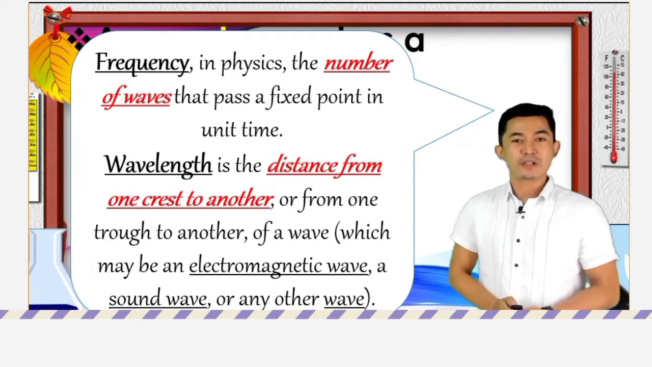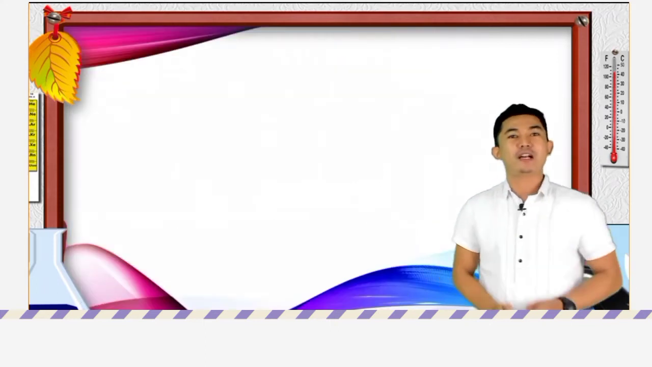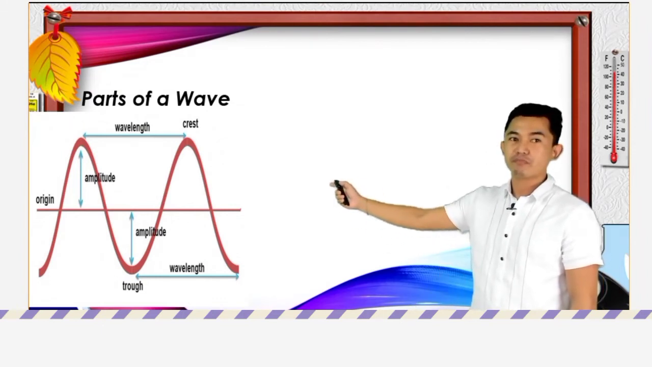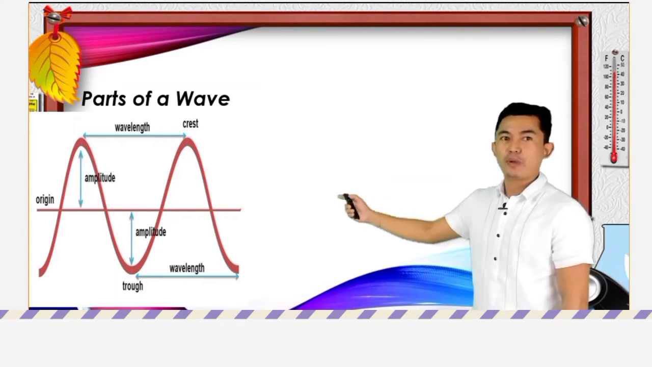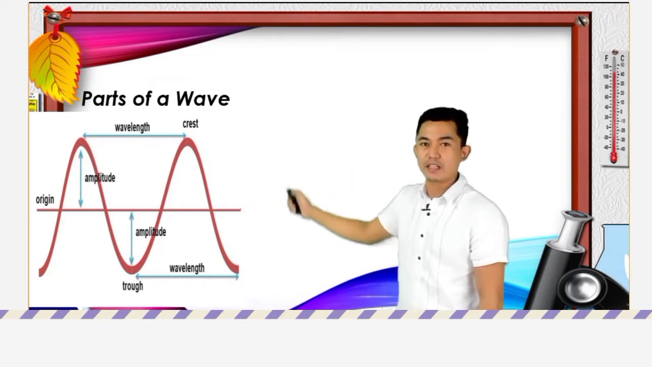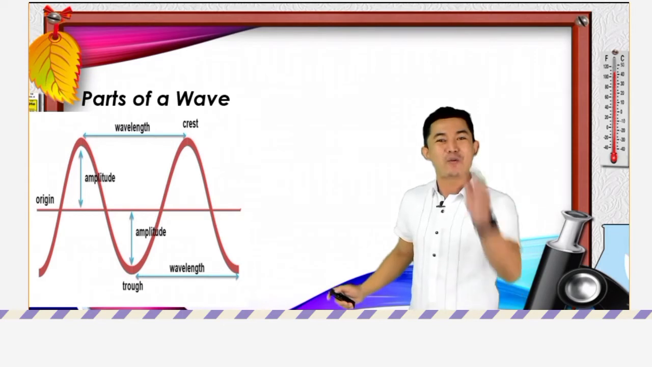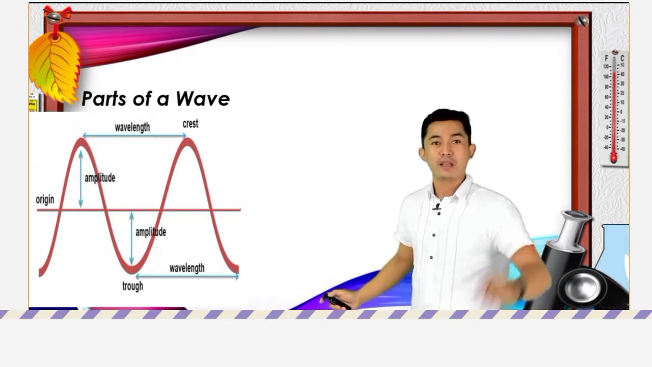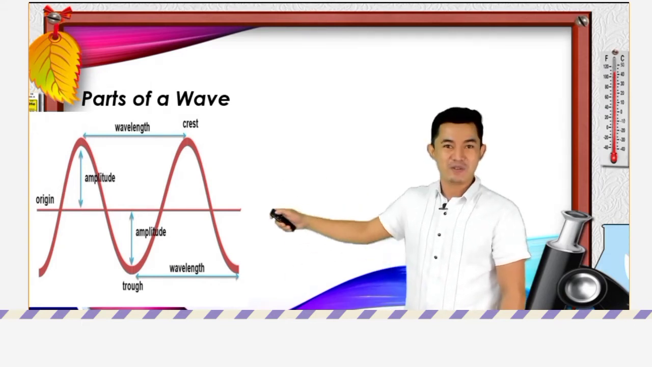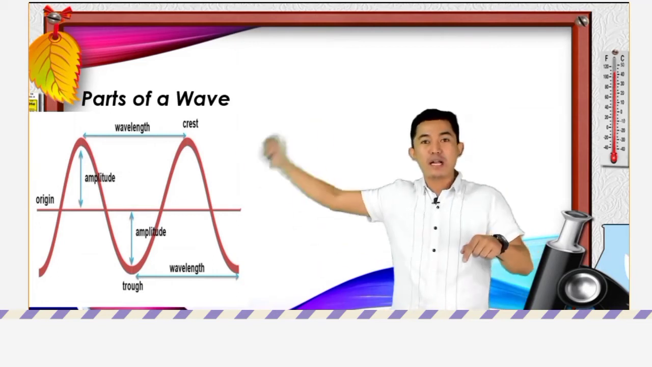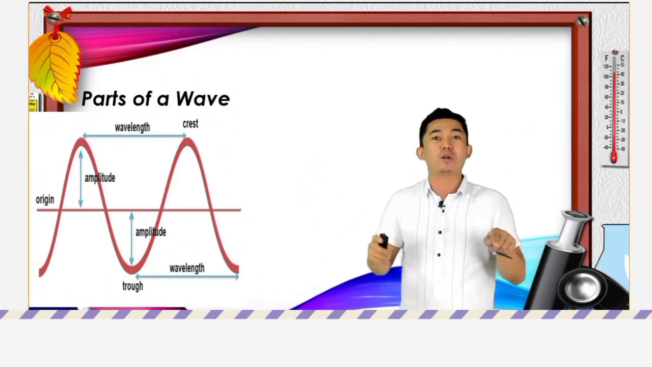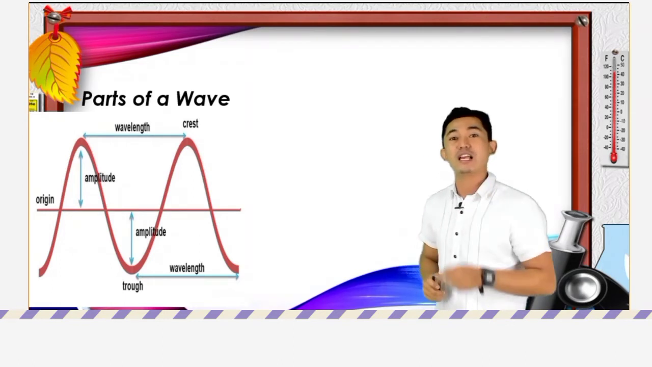If it is quite confusing, I prepared here the parts of a wave. As you notice in the picture shown on the screen, we have several parts. We have the origin, which is on the midline. We have the wavelength, which is the distance from one crest to another or from trough to trough. And we also have the amplitude, which is the height of the wave. So that is the wavelength, from one crest to another and from trough to trough. It is a distance, which is measured in meters.